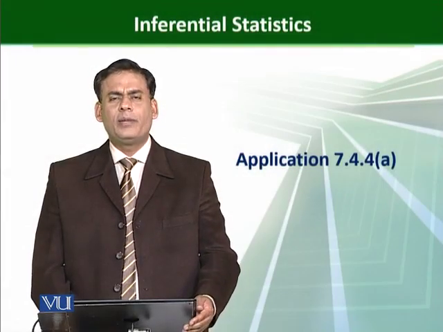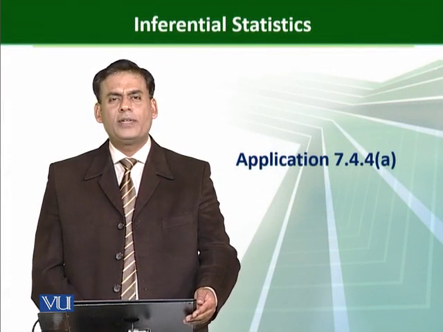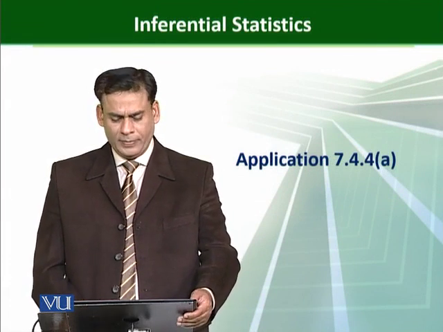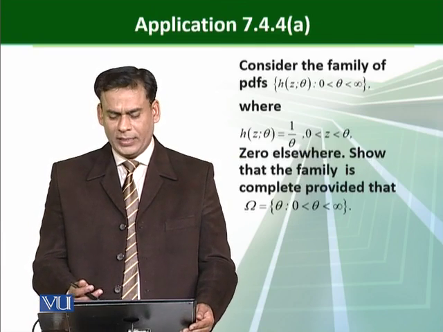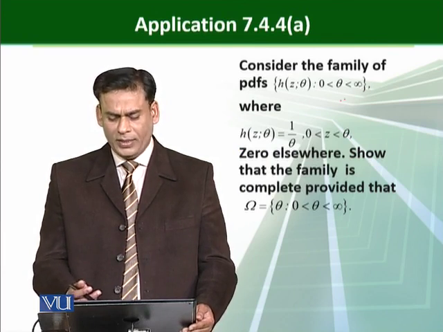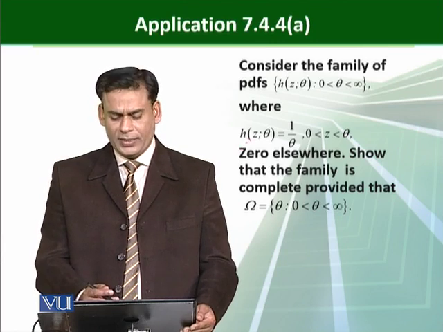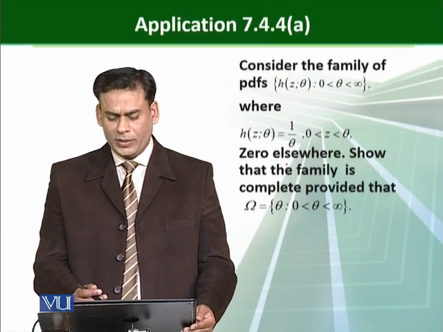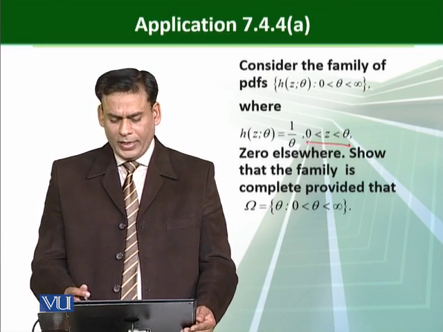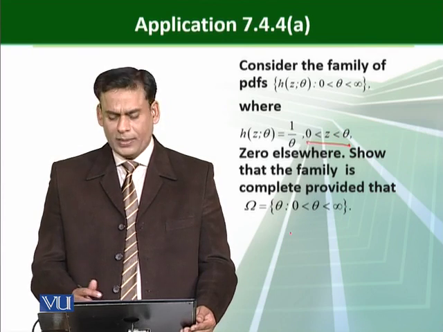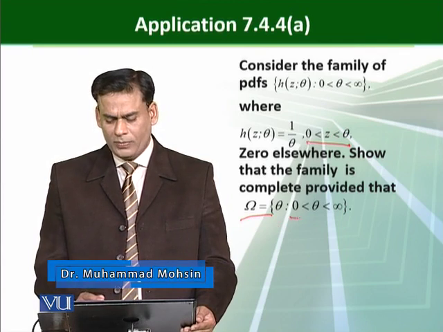Now we take another application from the same book, Hogg, McKean, Craig's book. That is application of question number 7.4.4 part A. The statement: consider the family of PDFs, that is h of z theta, where the probability density function h of z theta is equal to 1 over theta, and its range is from 0 to theta. We have to show that the family is complete provided that the parameter space of theta is from 0 to infinity.